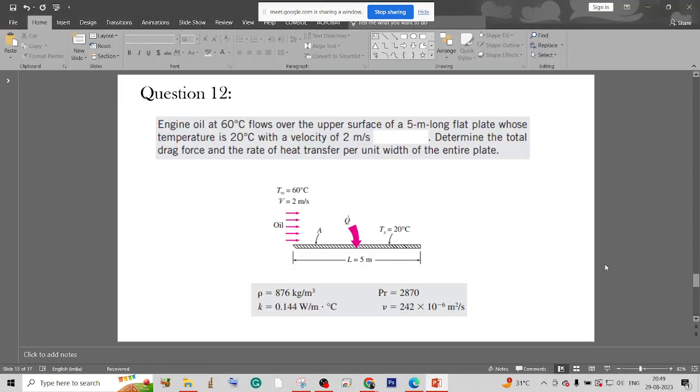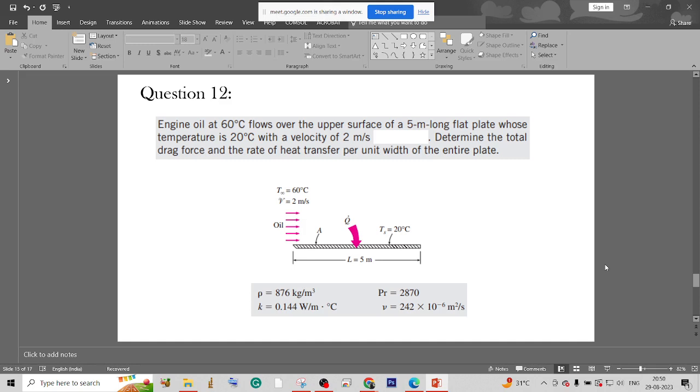Next question is, engine oil at 60 degrees Celsius flows over the upper surface of a 5 meter long flat plate whose temperature is 20 degrees Celsius. That is, engine oil is flowing over the plate, the plate temperature is 20 degrees Celsius, and the engine oil temperature is 60 degrees Celsius. So the heat will flow from the engine oil towards the plate, right? And the velocity of the engine oil flowing is 2 meter per second. Determine the total drag force.